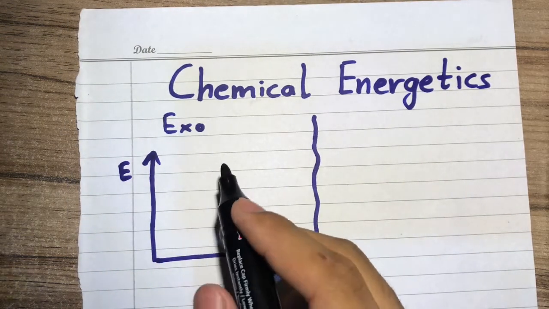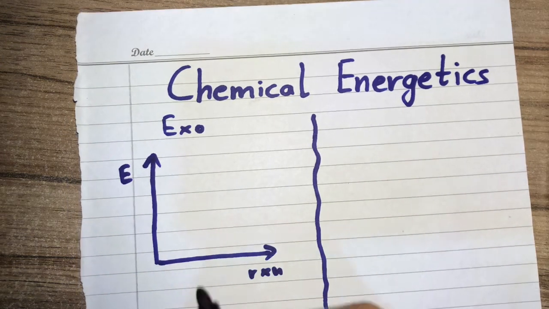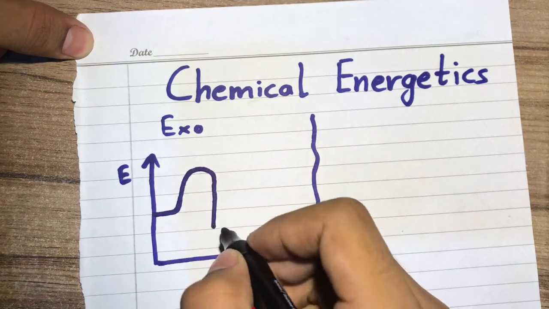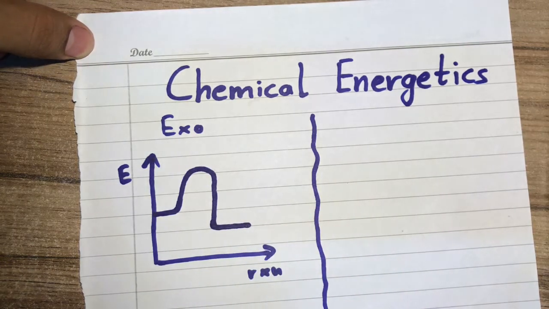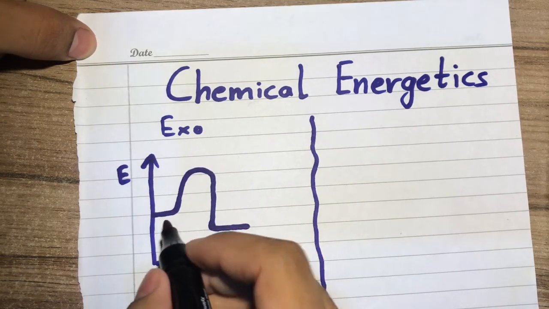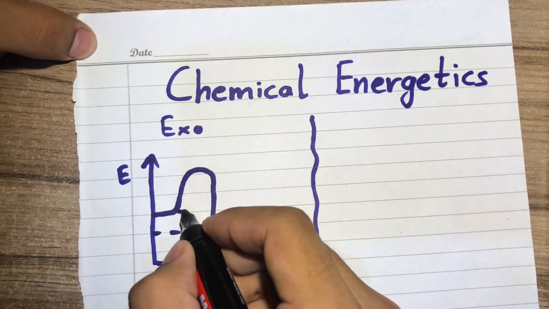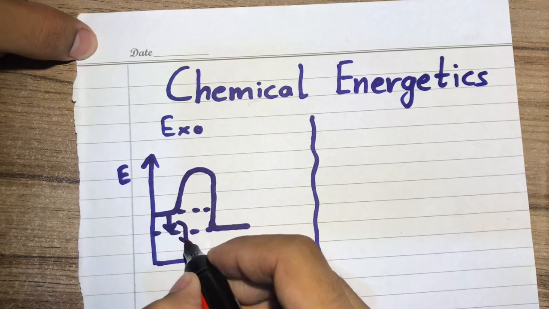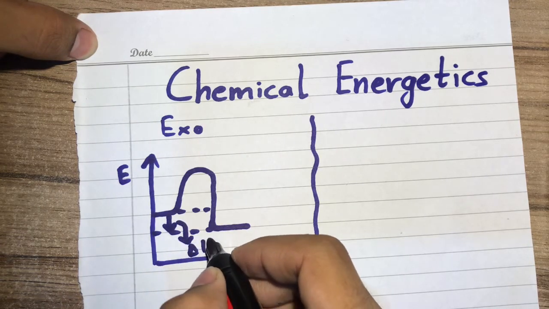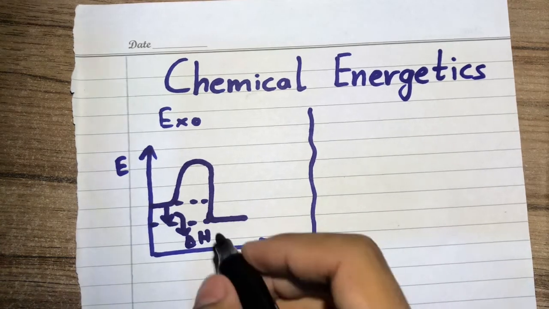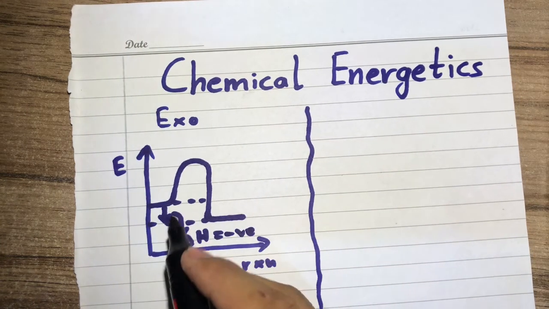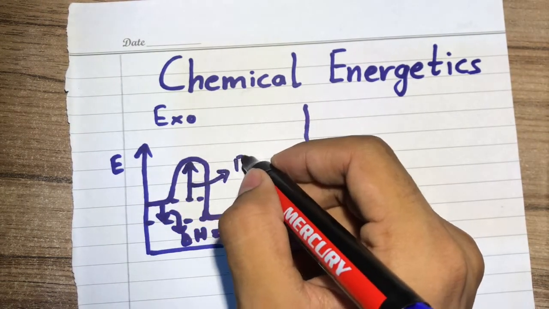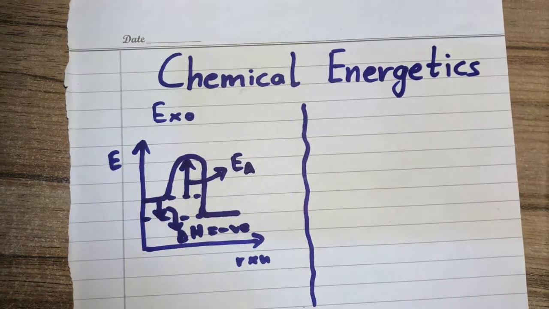So in exothermic reactions, since energy is given out, the energy of the reactants is more than the energy of the products, which is why the reactants are above the products. This arrow represents enthalpy change, and in exothermic reactions it is negative, that is shown by the downward arrow, and this is the energy of activation, which is always positive.